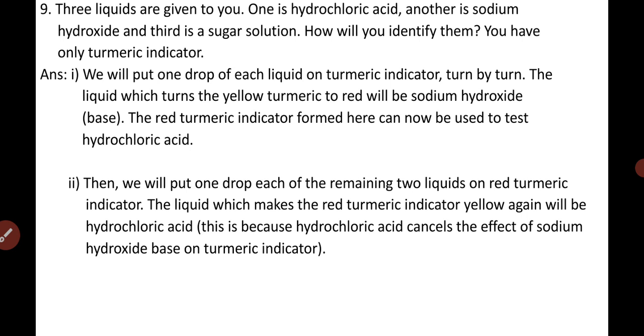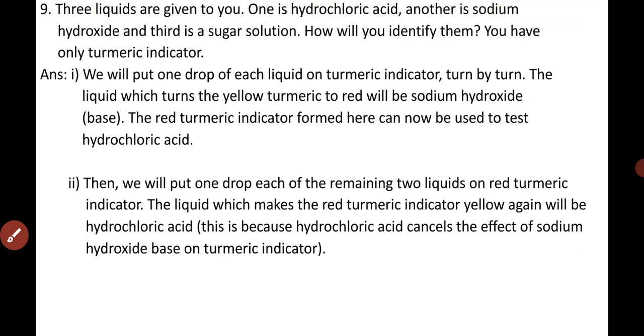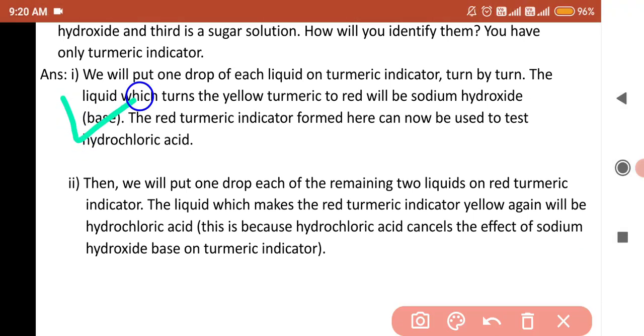Because hydrochloric acid is what? Acidic substance. It will cancel the effect of sodium hydroxide base. Okay, because you have added sodium hydroxide base in point number 1, right? You have added sodium hydroxide base to turmeric indicator, which turned the color of turmeric indicator from yellow to red. Now if you add hydrochloric acid to the red color turmeric indicator, which already contains what?